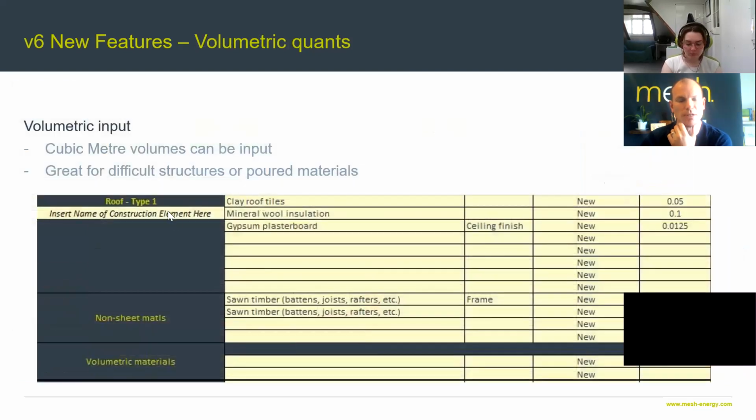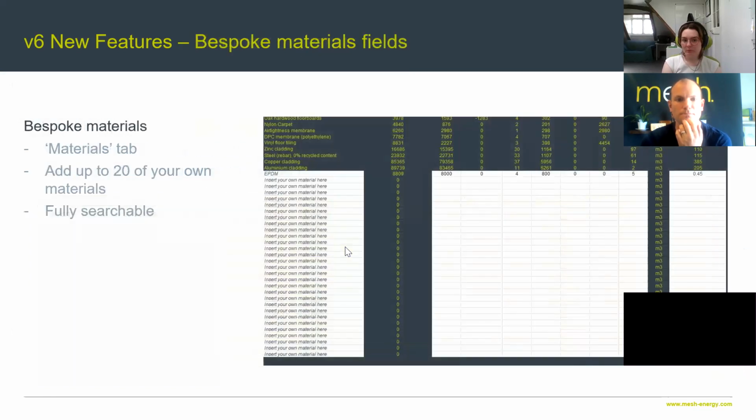And this is just a zoomed in view. So you're used to putting in sheet material here in these cells, non-sheet materials like battens and things like that. And at the bottom here, we've got volumetric materials, just a couple of lines. You don't need lines and lines and lines. A couple is absolutely fine to help you quickly cover that off, and just hope speed up your input process.